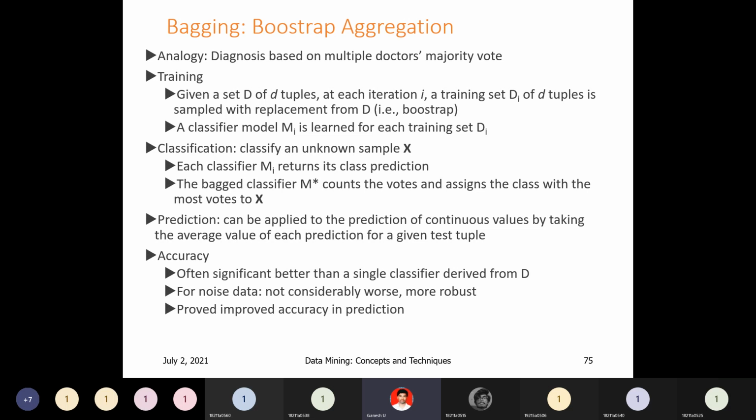Next, what is classification? Classify an unknown sample X. How can we classify an unknown sample X? Each classifier Mi returns a class prediction. Each model predicts which item is related to which class. Each and every model gives a result. Then the bagged classifier M star counts the votes and assigns the class with the most votes to X.